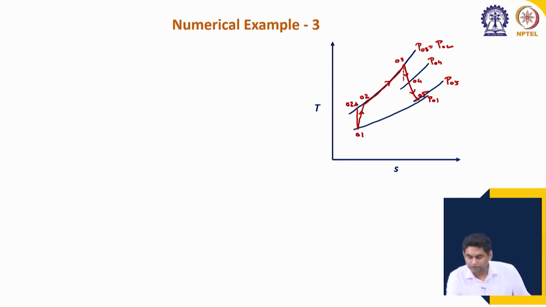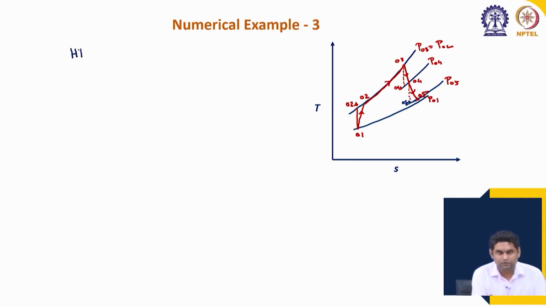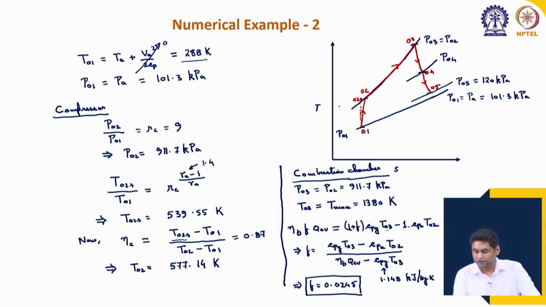So, let us say that this is 04S and this will be 05S. So, if we start with the calculation for the high pressure turbine, what are known? Inlet conditions are known. T03 is 1380 Kelvin, P03 is 911.7.